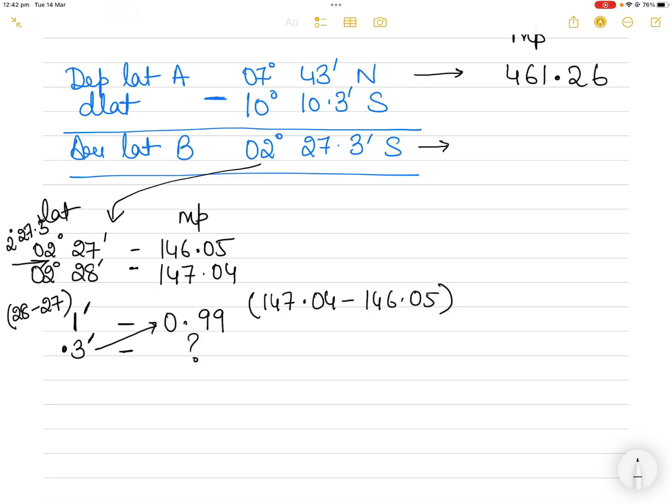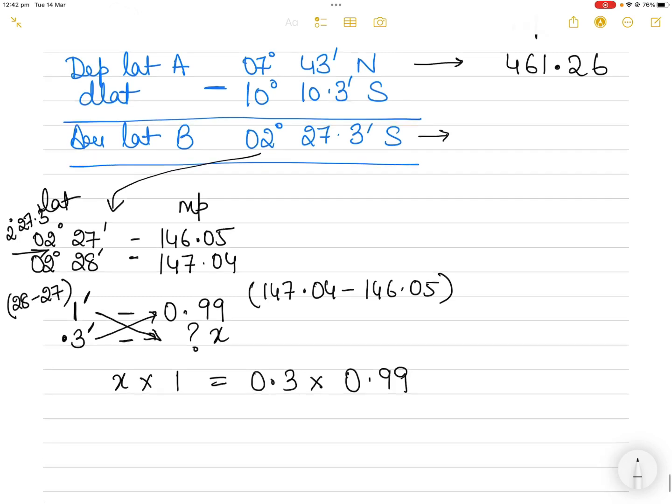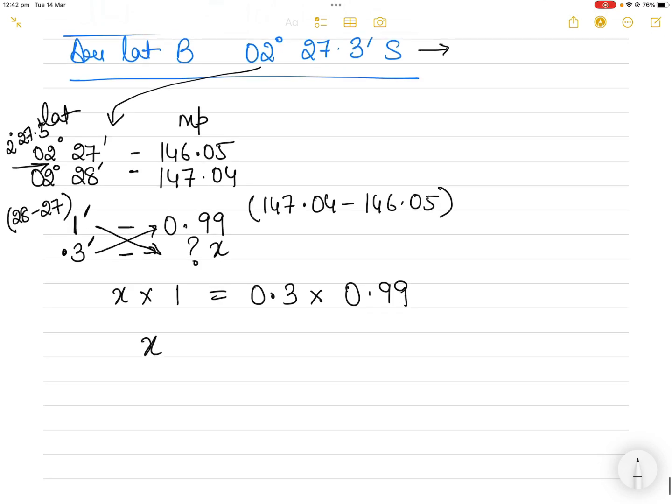So what I have to do is basically cross multiplication. This becomes an unknown, of course. We can call it x. So we do a cross multiplication. So x multiplied by 1 equals 0.3 multiplied by 0.99. So x multiplied by 1 is still x, sorry. And 0.3 multiplied by 0.99 will give you 0.297.